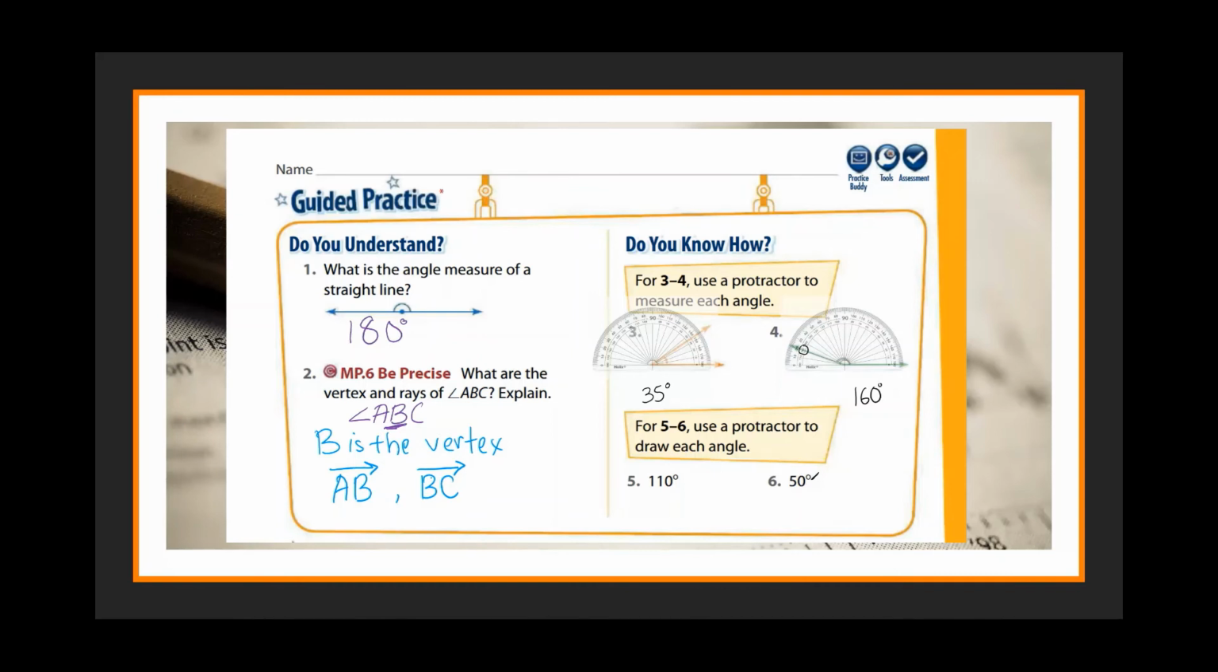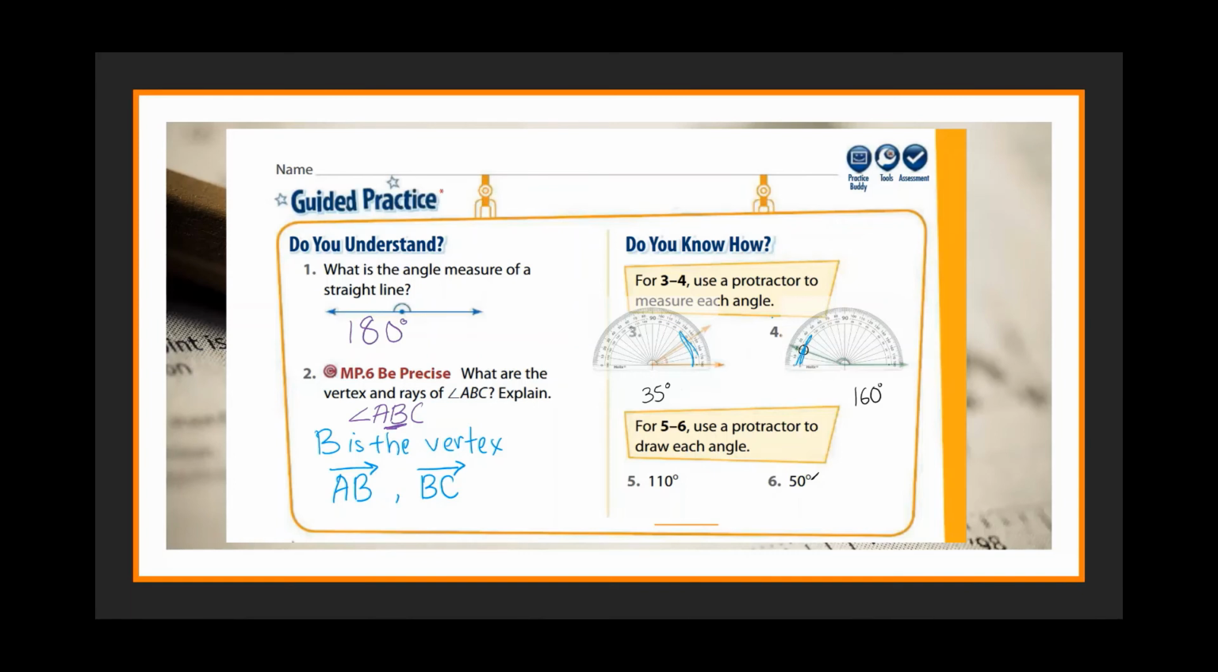Now in both these questions, we learned that if the angle is opening on the right side, we use the inner scale. But if the angle is opening on the left side, we will use the outer scale. In both, we are using the inner scale because you see, both the angles are opening towards the right. Now, question number 5 and 6, we will draw an angle using a protractor.